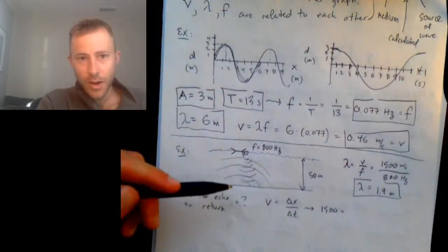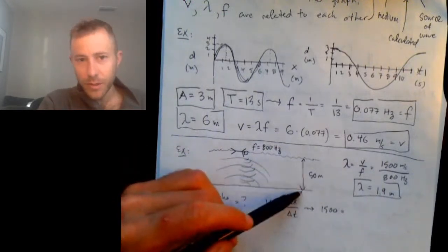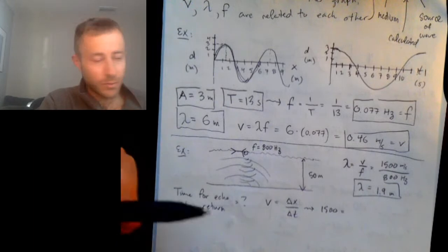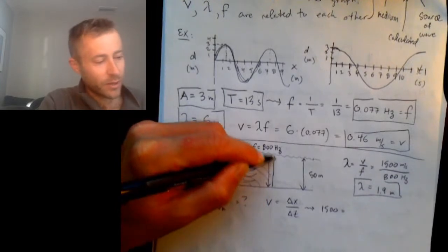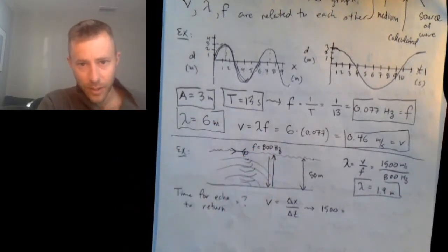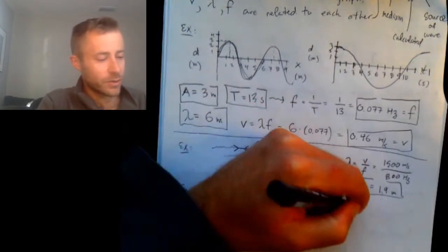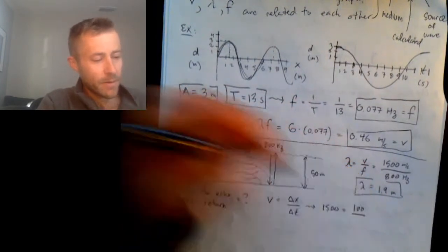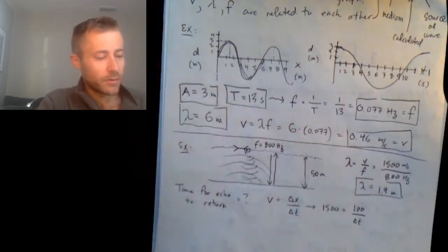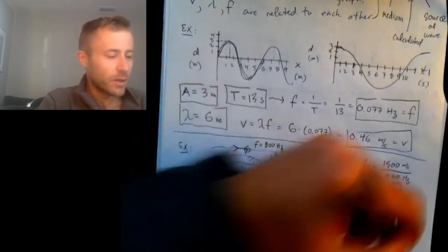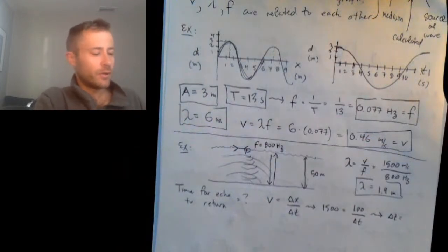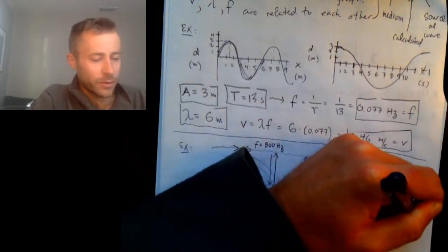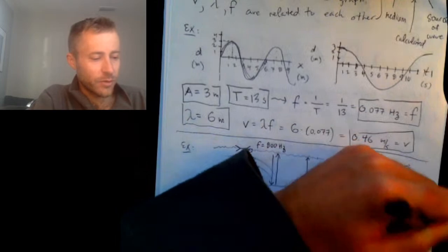And now here's the thing about echoes. The wave does not travel 50 meters. It actually travels 100 meters because the wave has to go down and it has to bounce back. So it has to travel this distance 2 times. So the distance it travels is 100 meters, divided by the time elapsed. We can solve for the time for the echo to return, which is going to be 100 over 1500, 0.07 seconds. So it returns very quickly.